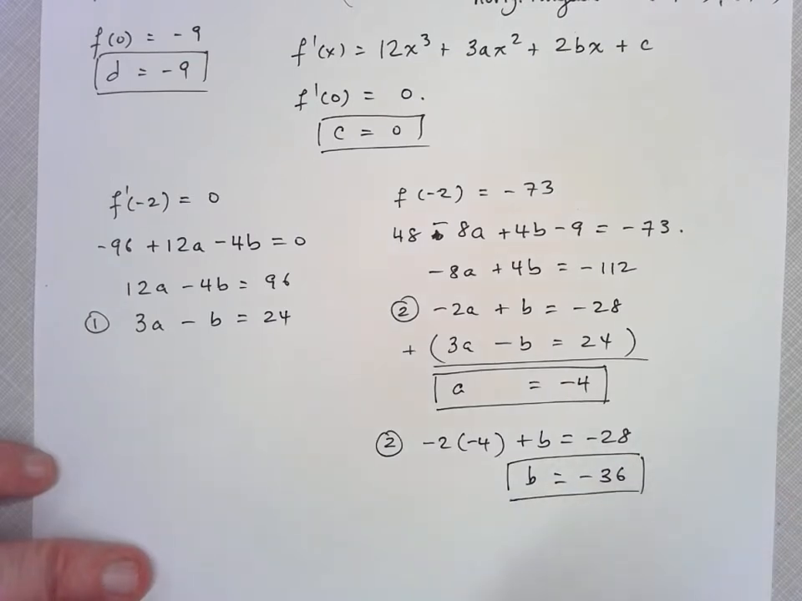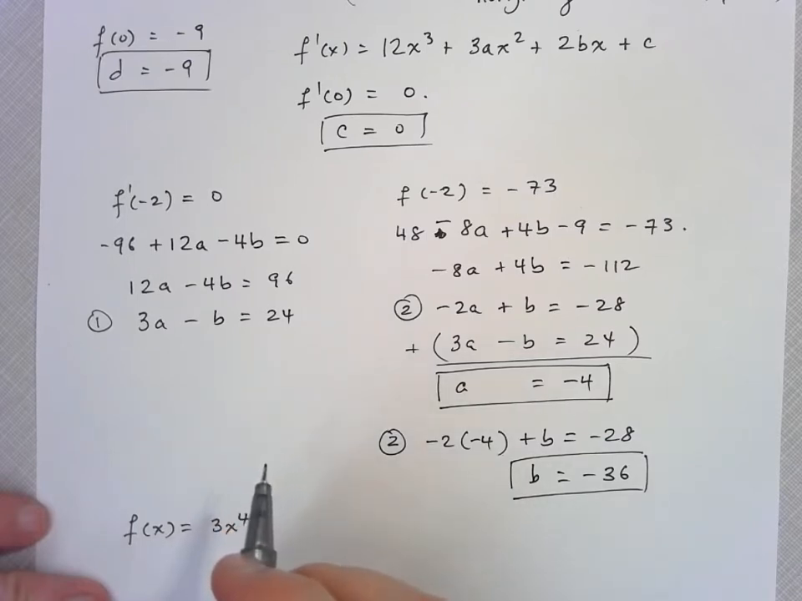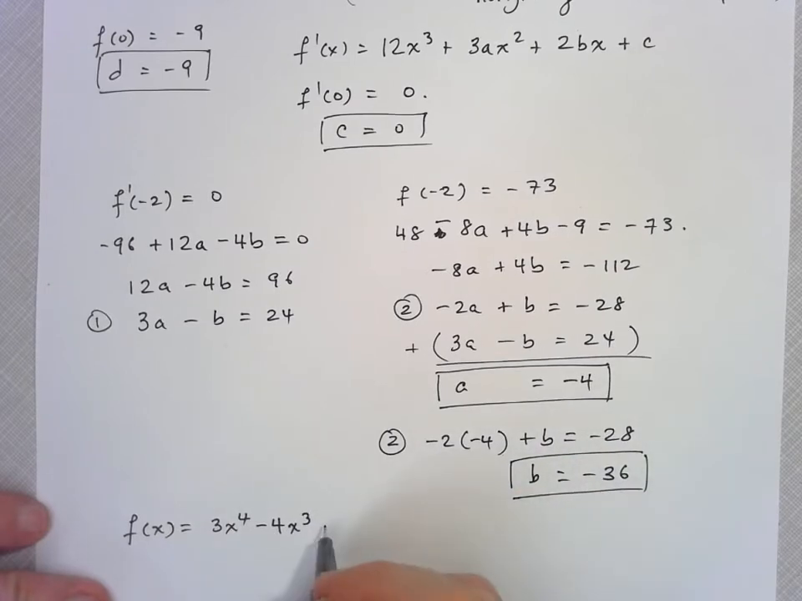And there we go. So that means, let's put everything together, that my function is actually 3x to the 4, and it was plus ax cubed. Since a is negative 4, minus 4x cubed, plus bx squared, so that's going to be minus 36x squared, plus cx, but c was just equal to 0, so that disappears. And then plus d is minus 9. So there's our equation. Those are the 4 values.